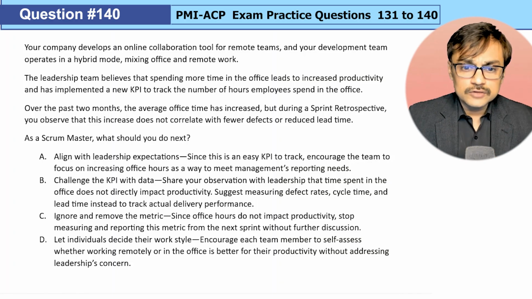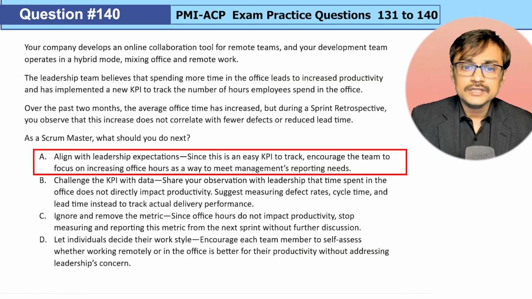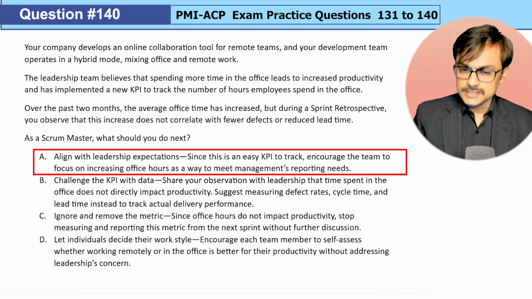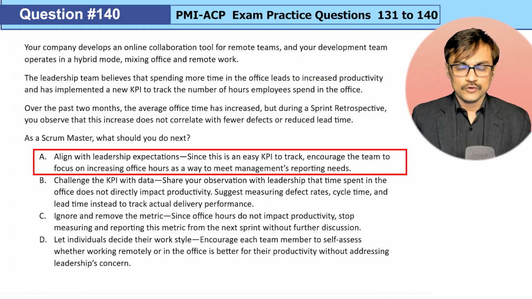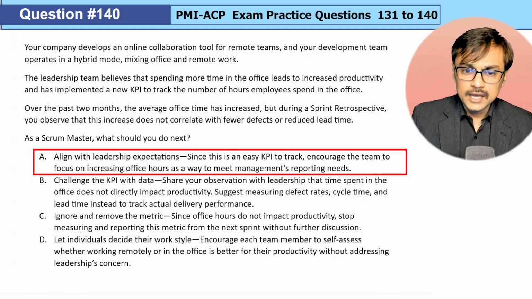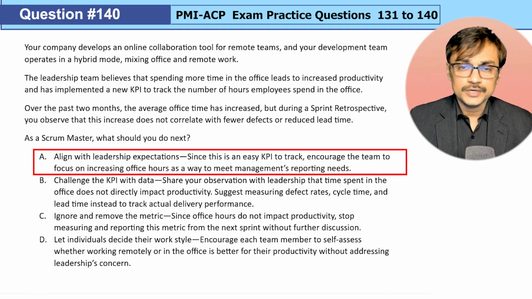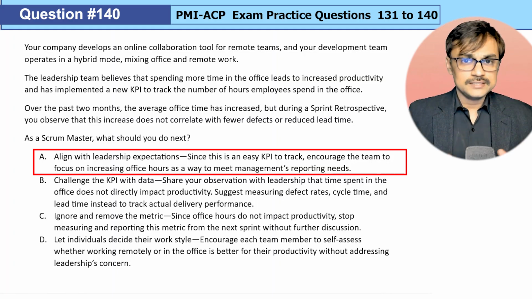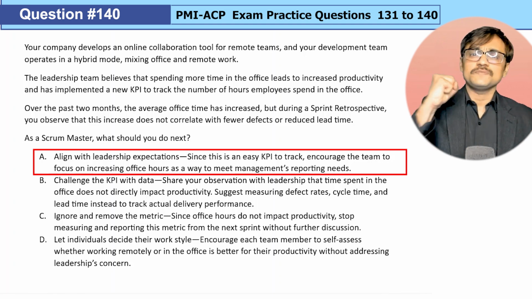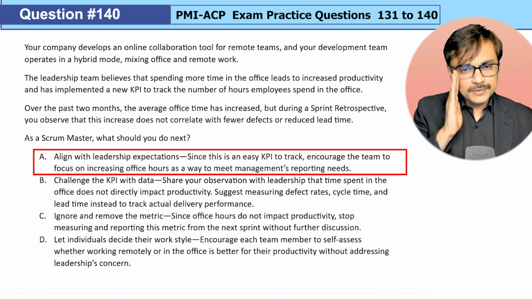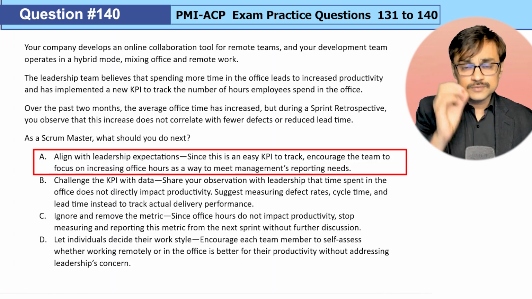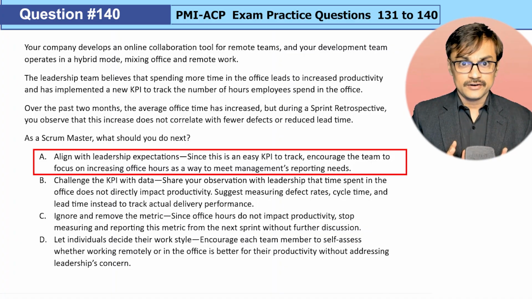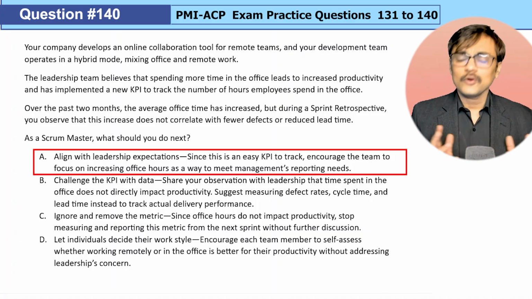So as a Scrum Master, what should you do next? Option A: align with leadership expectations. Since this is an easy KPI to track, encourage the team to focus on increasing office work hours as a way to meet management reporting needs. Practically, many Scrum Masters may end up doing this. They say, why worry? We just need to show these metrics going up. And I may keep reminding my team, guys, keep coming to office because we want to show our project in the right light. Not a good idea.